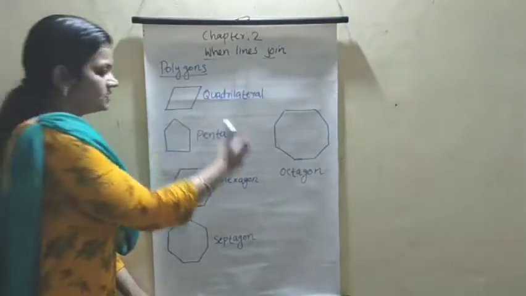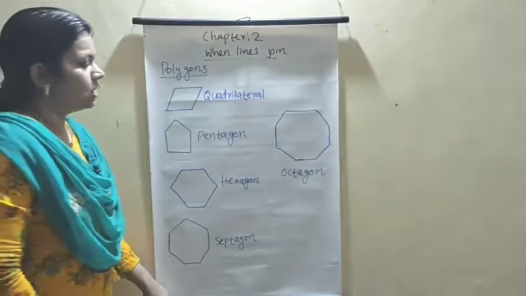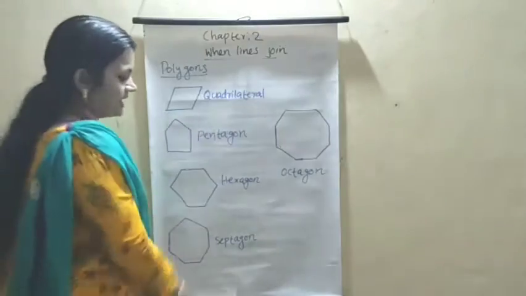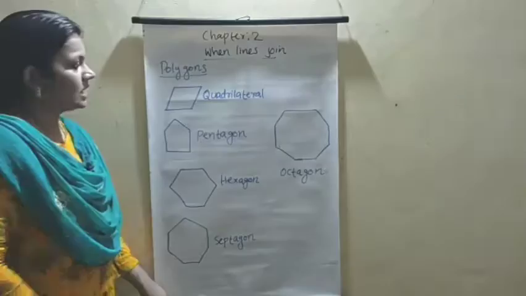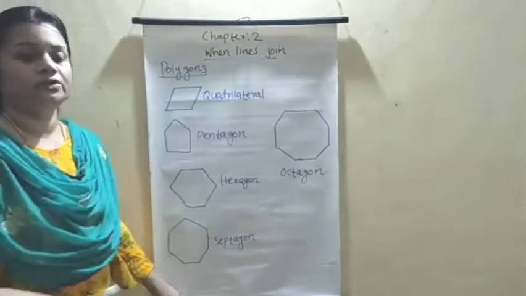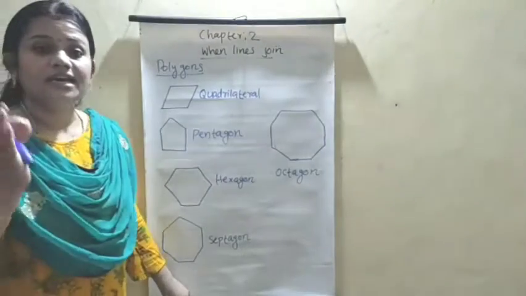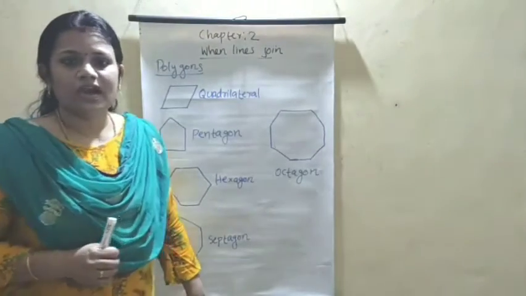We have studied so many figures. Understood all? You should study all these names: quadrilateral, pentagon, hexagon, septagon, octagon. You should study these figures and names. Okay, understood all.